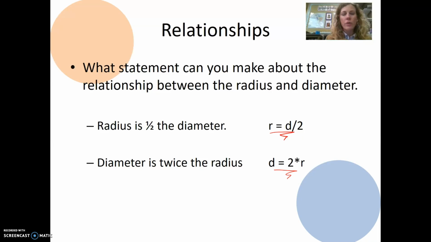All right, hopefully we all now know how to use a compass and have an understanding about the relationship between radius and diameter. Radius is half of the diameter. Diameter is double the radius.